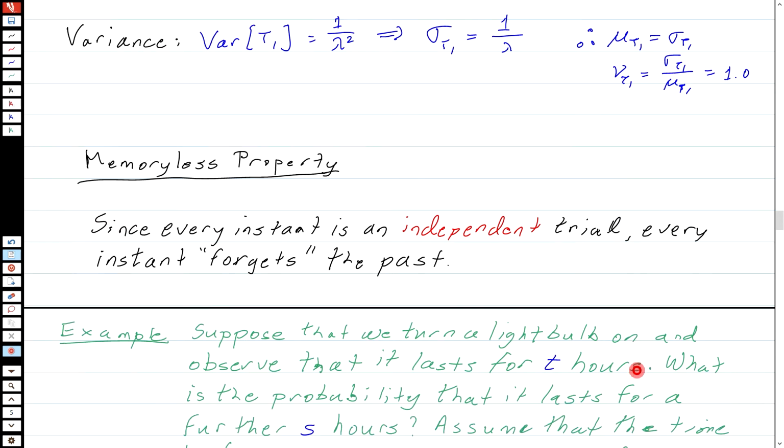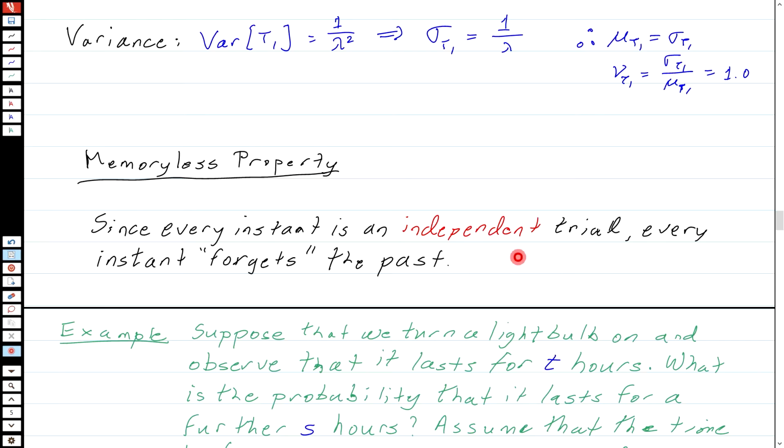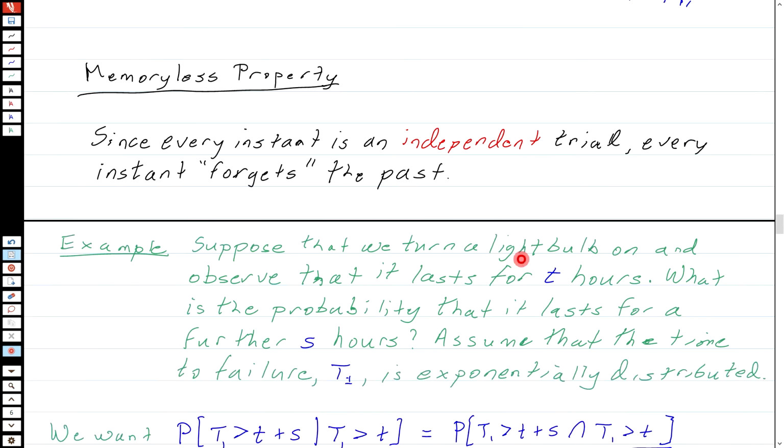Well, this exponential distribution, because it's derived from the idea of a sequence of independent Bernoulli trials, has a memoryless property. In other words, all the trials don't remember anything about the past. In fact, they don't remember anything about the future either, because all of the trials are independent. But it's illustrated in this example about this business of forgetting the past.